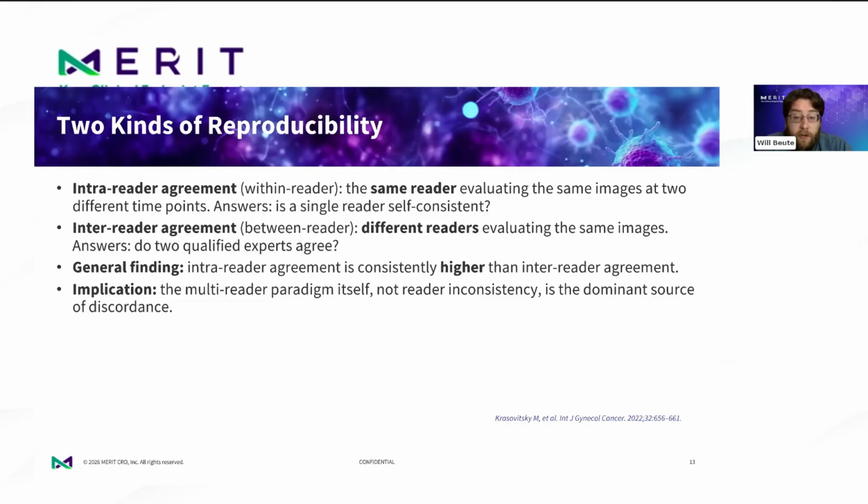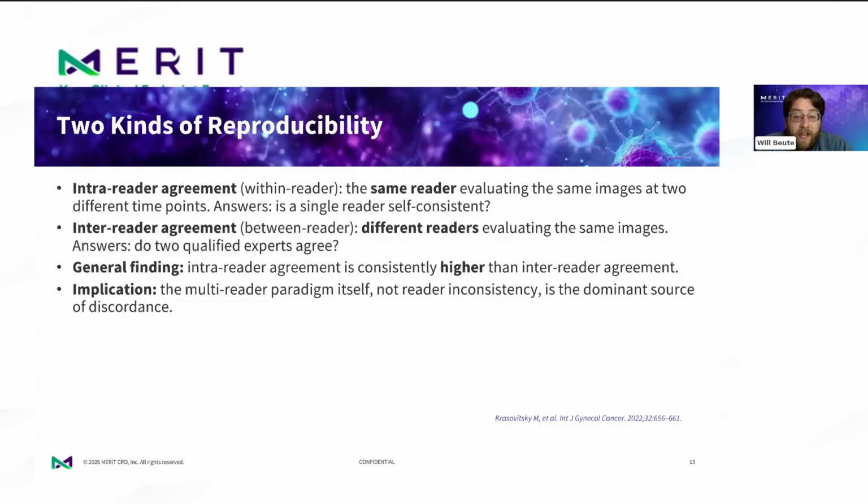The second is inter-reader agreement. That's between readers. It asks if two different readers evaluate the same images, do they agree with each other? So do two qualified experts reach the same conclusion? And here's the general finding across the literature, and it's what you might intuitively expect. Intra-reader agreement is consistently higher than inter-reader agreement, so readers tend to agree with themselves more than they agree with each other.